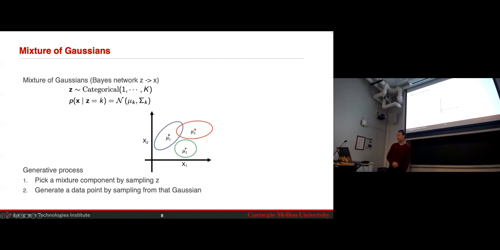So mixture of Gaussians, right? The name is chosen because there are multiple Gaussians, and your whole data distribution, your entire X distribution, is a mixture of these individual Gaussians.